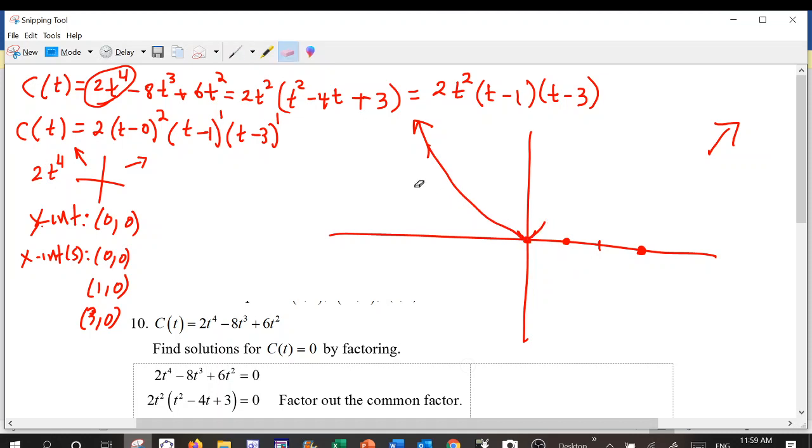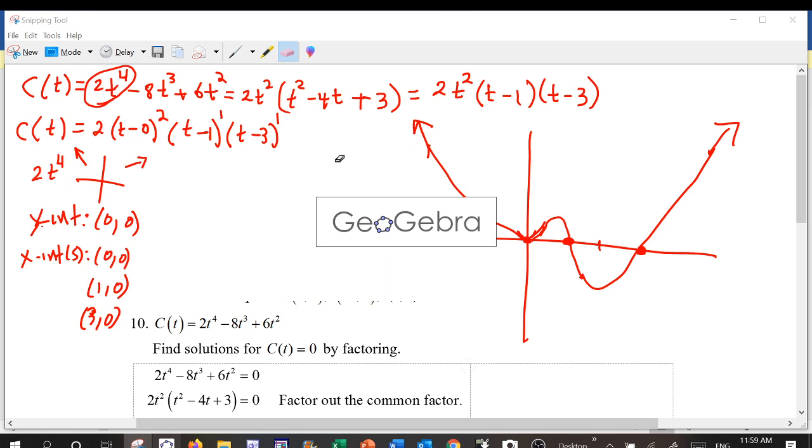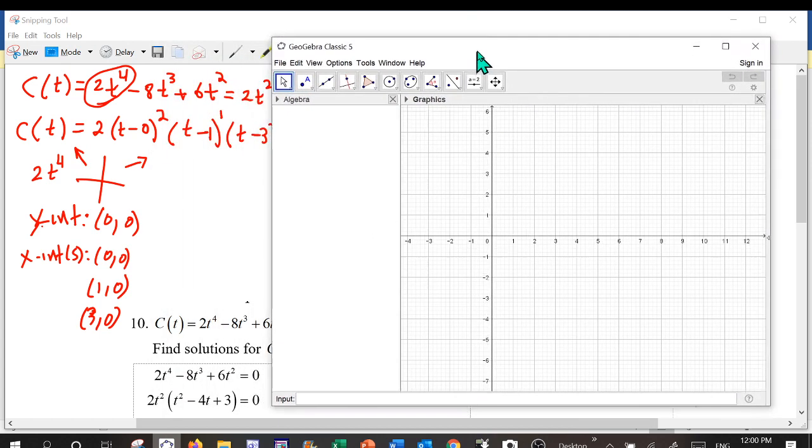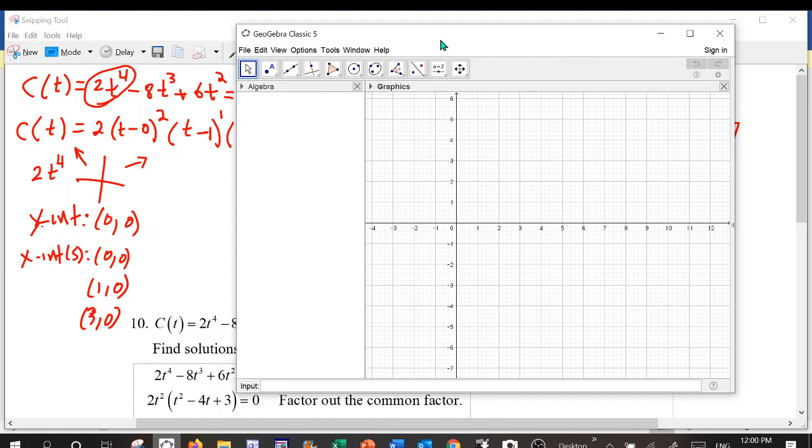Now what's going on at 1? Is this just crossing? So it just crosses at 1, right? And what's going on at 3? It just crosses, right? So it's going to look like something like that. Now, the exact graph, we need what? We need a better tool to deal with it, more powerful tool.